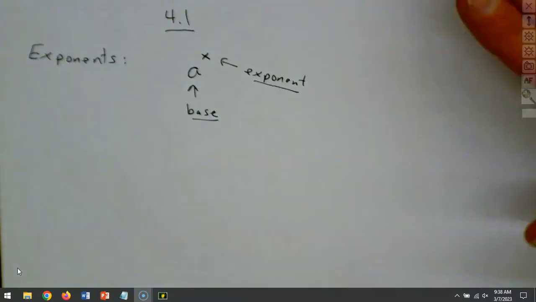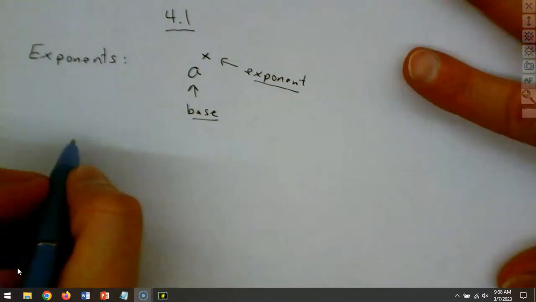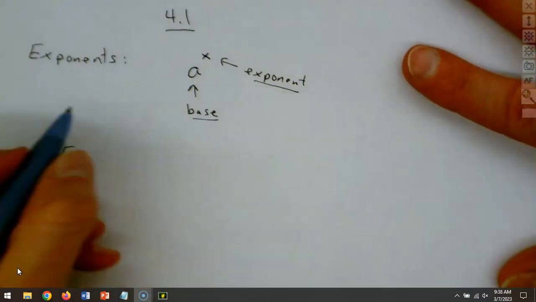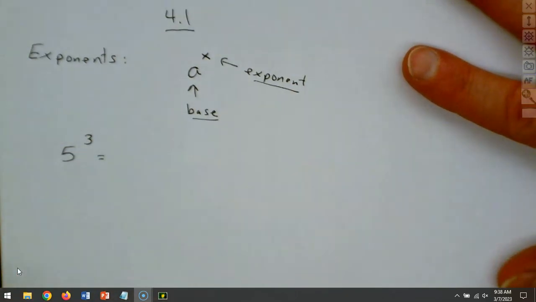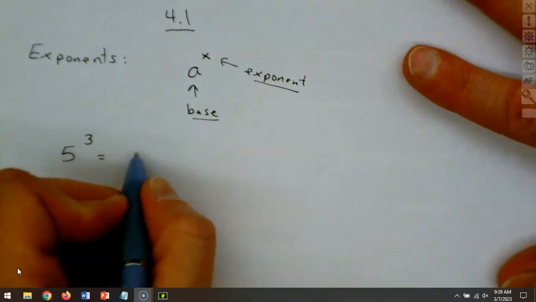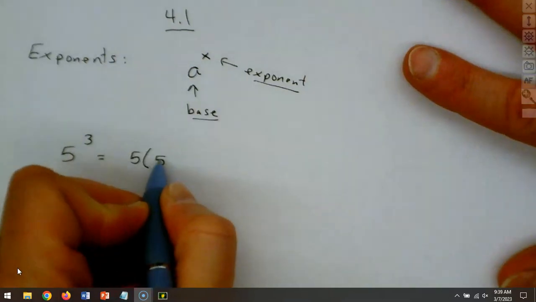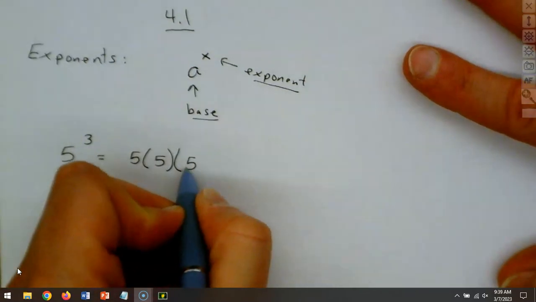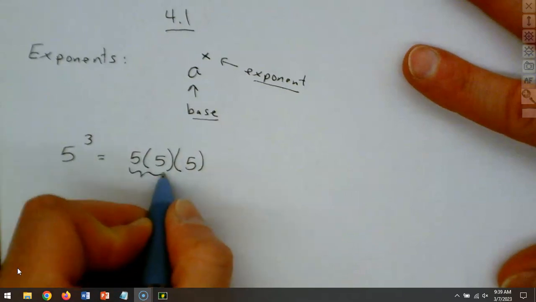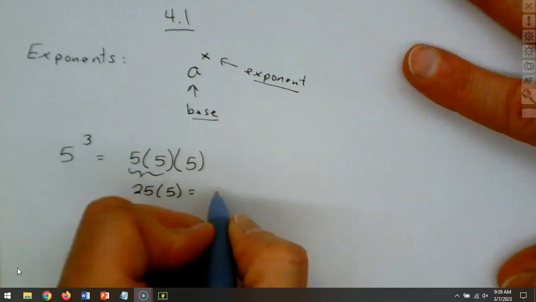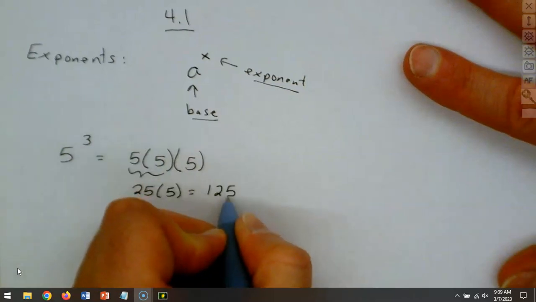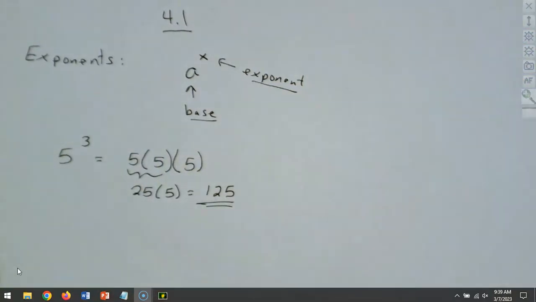Now, how does this work? How does it work if I give you, let's say, 5 cubed? Well, how would you work with this? If I say evaluate out 5 cubed, it would be 5 times 5 times 5. And 5 times 5 is 25. And 25 times 5, well, that is 125. Okay?